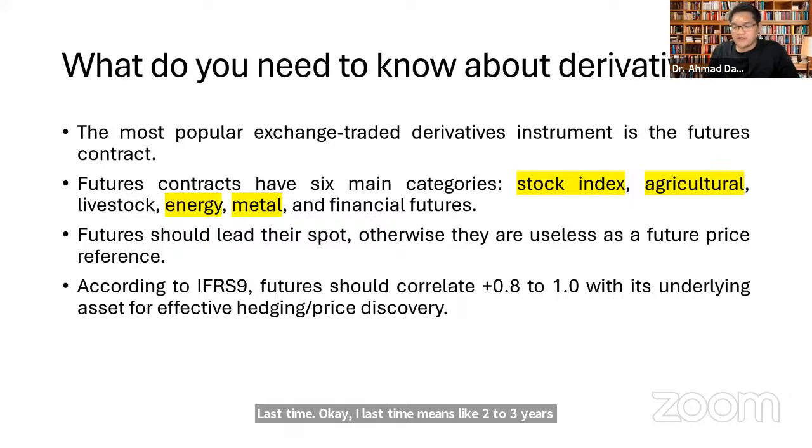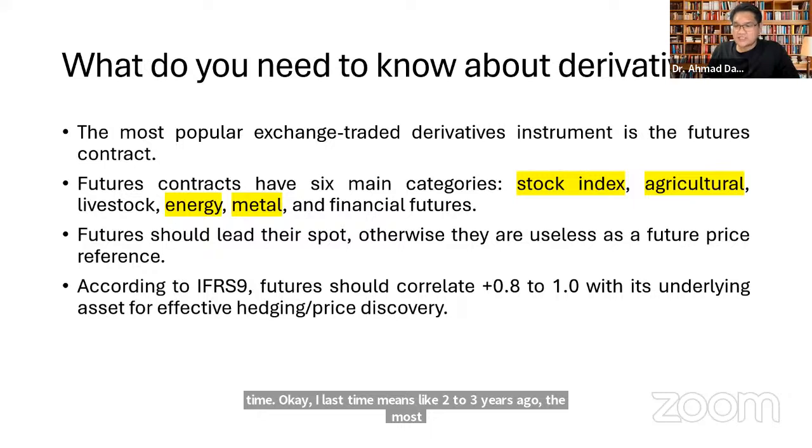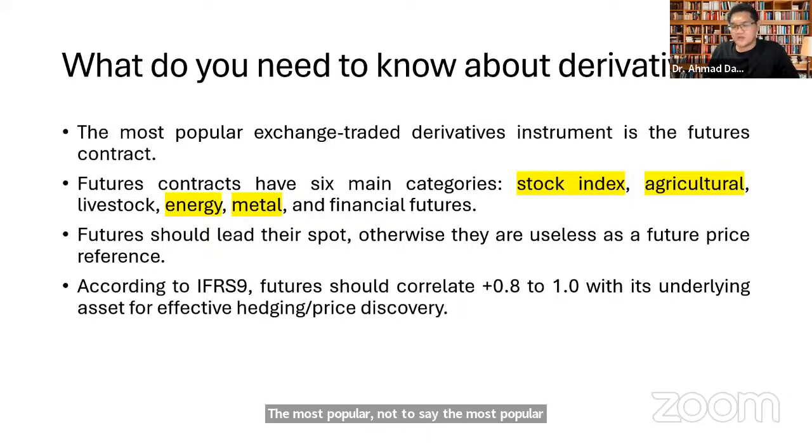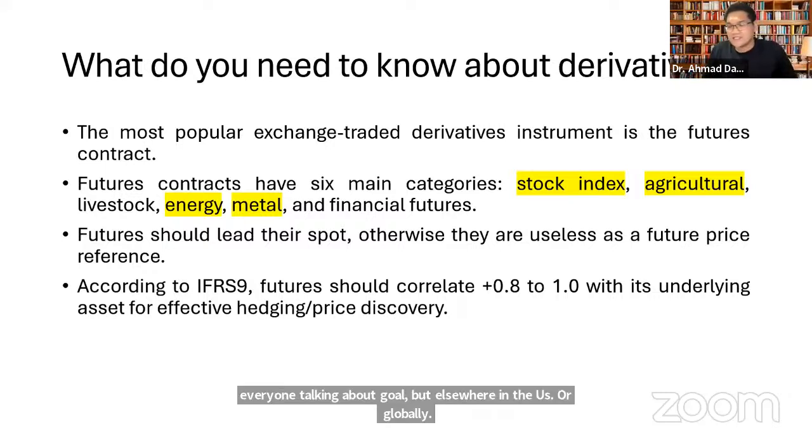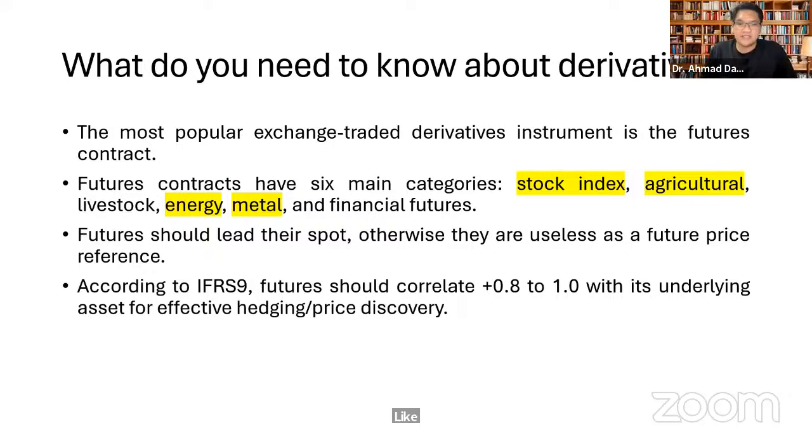The most popular, not to say the most popular, the most traded metal futures contract is the silver futures contract. Why silver? I'm not sure. I only see the statistics. Probably in Malaysia, everyone is talking about gold, but elsewhere, overseas in the US or globally, people are trading silver. So I'm not sure why.